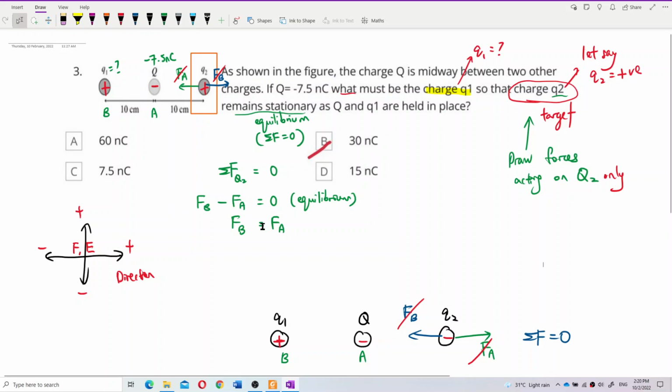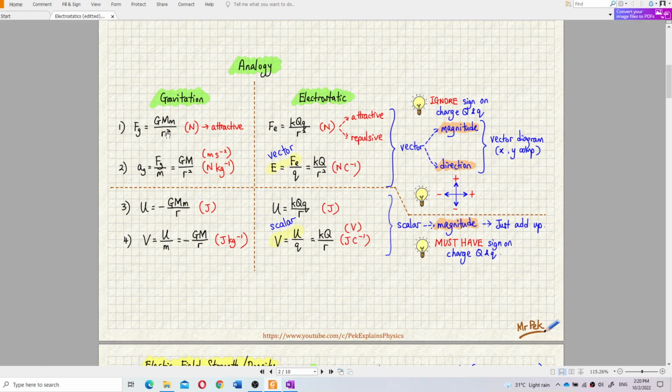Okay, so now let's look back at this one. FB and FA equal each other, so they cancel each other. Okay, so now let's calculate. We want to find Q1. So how do we find Q1? The formula for electrostatic force is kQQ over R square, isn't it? kQQ over R square.